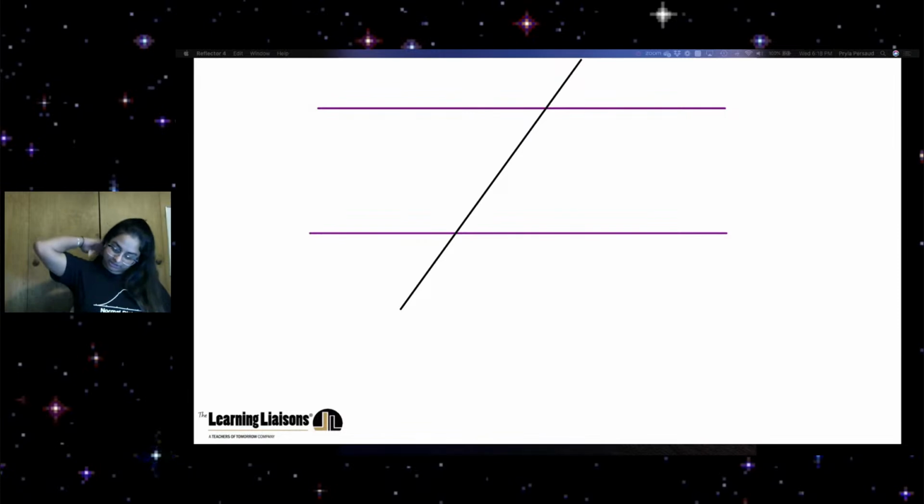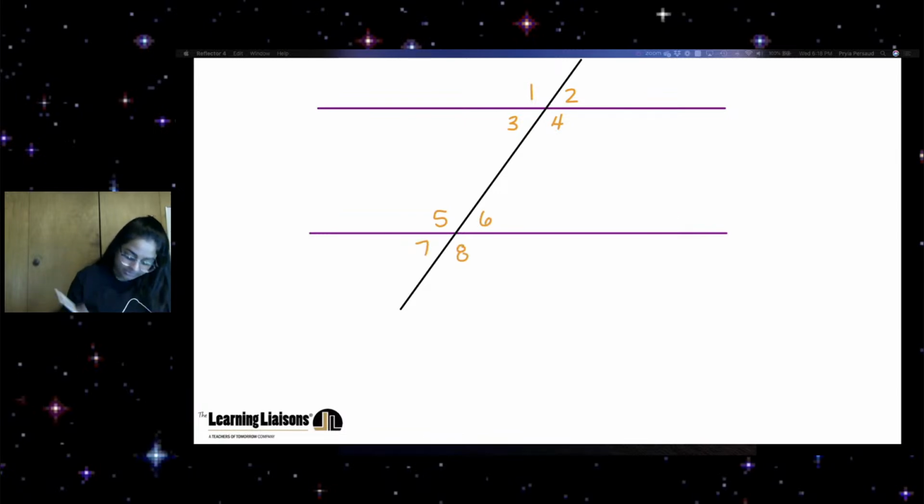Here is the really cool thing about transversals. They have lovely properties. And if you know the properties, then you know how to answer the questions, right? So we're just going to number them to give us an understanding of what's going on. Okay, so now we're going to take a look at what different parts of this we're looking at.